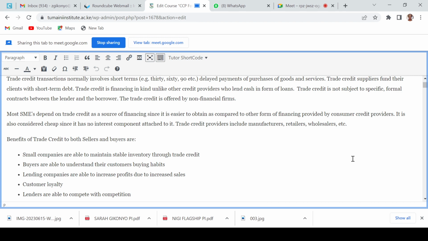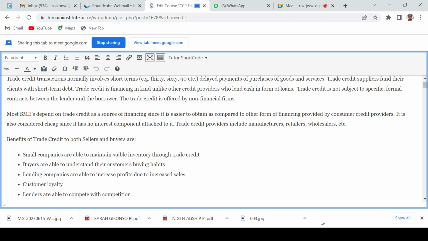So let us not confine our thinking to looking at trade credit as only goods related. It could also be service related. Look at, for example, people who offer cleaning services. They will clean a whole month, then they are paid by the SMEs or by the corporates at the end of the month. So we can also group that under trade credit.